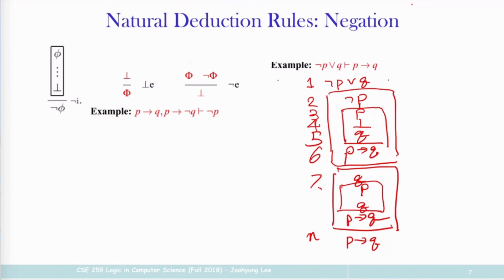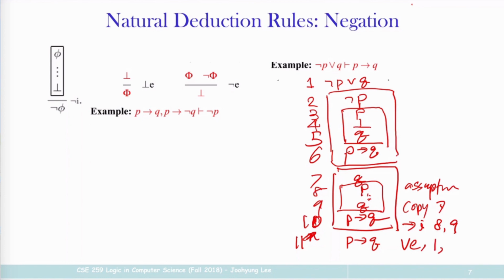So line 8 is the assumption. And we have to fill this gap. But actually, there is no gap here. Right? We can derive line 9 directly. What rule justifies this? Copy rule, because line 7 is already there, copy 7. So then this is line 10. We can get P implies Q from implication introduction on lines 8 and 9. And at 11, we get P implies Q by disjunction elimination, lines 1, 2 to 6, and 7 to 10.